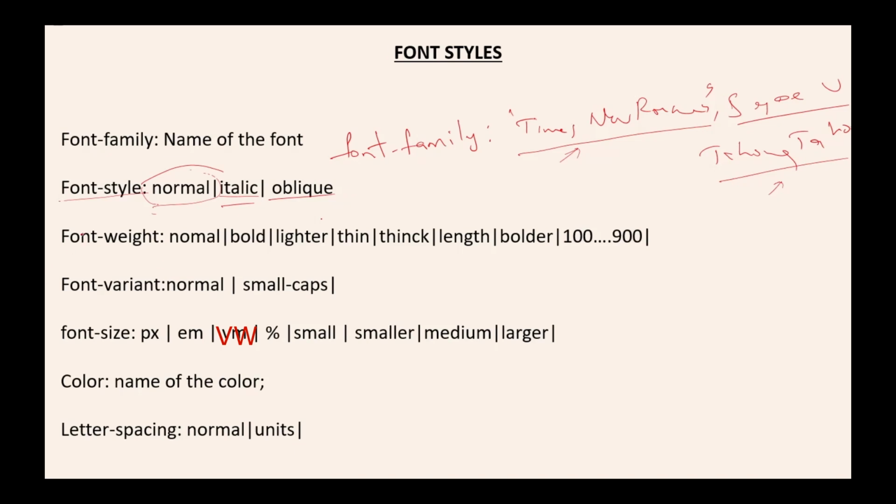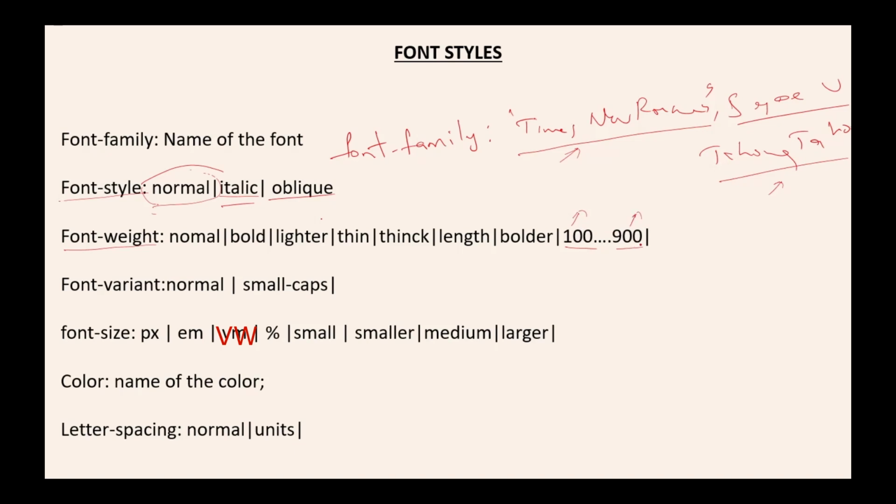Next one is font weight. In HTML, generally we give font sizes only in pixel format, otherwise in percentage format. But in CSS there are plenty of options available, like normal, bold, lighter, bolder, and 100 to 900. 100 is a very small size font and 900 is a bigger size font. In this way we can represent our font.